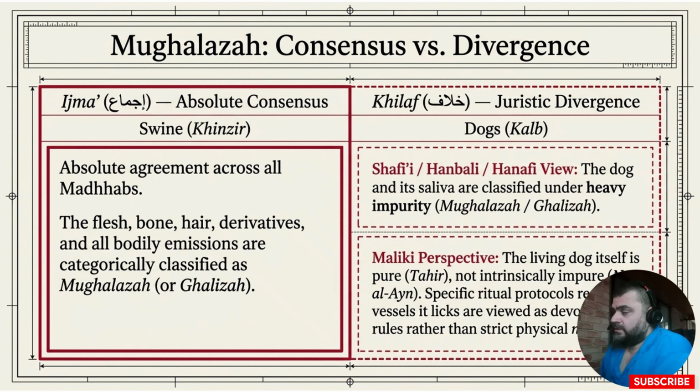Now, where do they have difference of agreement? The difference of agreement is about the dog. Shafi'i, Hanbali, and Hanafi scholars view that the dog and its saliva are classified as heavy impurity, mughallaza. But Maliki scholars generally have a more lenient approach towards dogs. They believe that the living dog itself is pure, and a licked item still has to be washed as per the Sharia, but that's more ritualistic rather than it being najisul ain. So there's a disagreement among the scholars with regards to dogs.